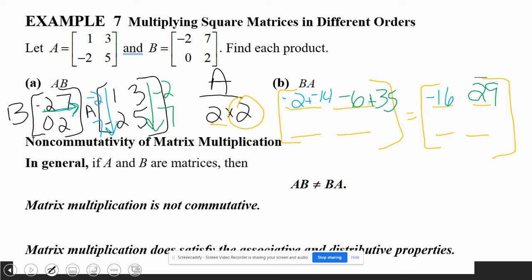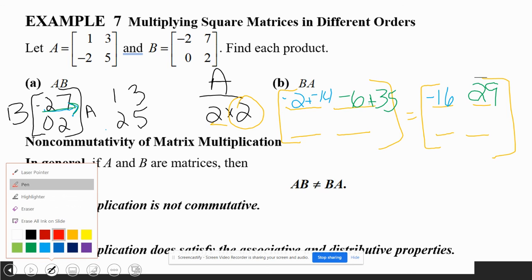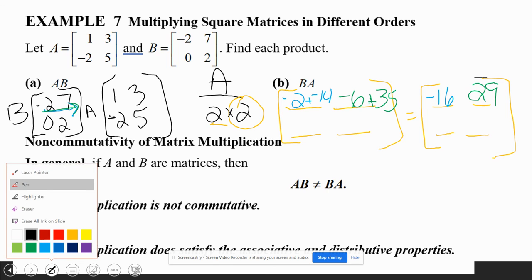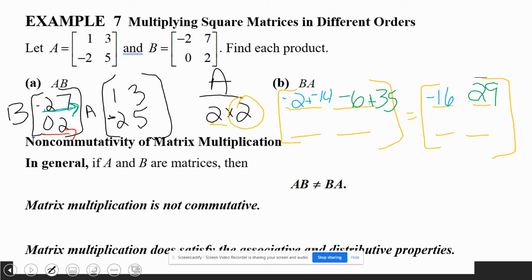Now we're done with the top row of our answer, so we go to the bottom row. I'll put this back together here. So 0, 2 times this first column. 0 times 1 is 0. 2 times -2 is -4. 0 plus -4 is -4.